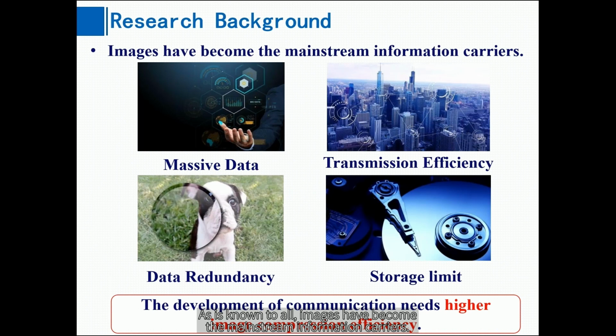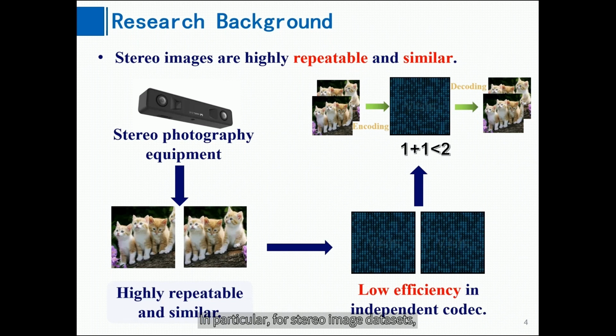As is known to all, images have become the mainstream information carriers. However, images have the following characteristics, and these characteristics give image compression technology more space for development. In particular, for stereo image datasets, how to use the stereo images to guide compression has become an urgent problem.